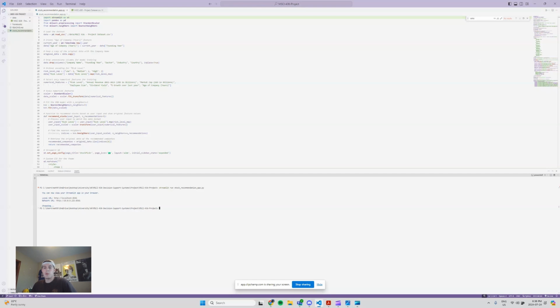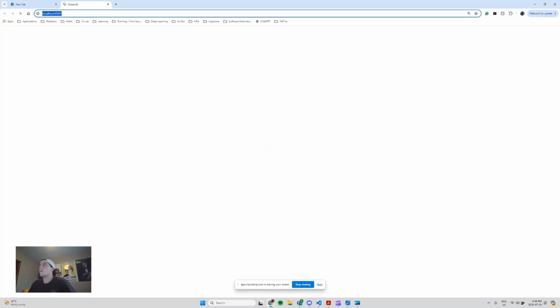Hey everyone, today we're going to be demoing StockPickr, our MSCI 436 project. So here we're in the terminal. I'm going to be running our Streamlit application from VS Code. So here we go. It's going to open in our browser. We're hosting it locally.